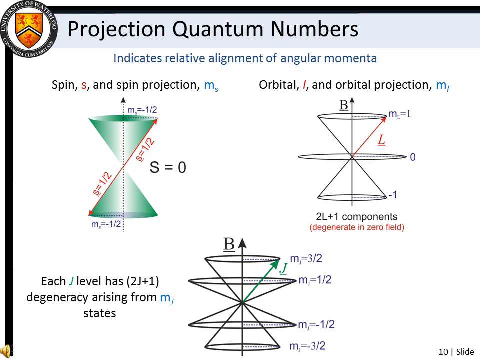Atomic term symbols do not explicitly provide projection quantum numbers, which indicate relative alignment of angular momenta. The relative L and S alignment are, however, implied by J. It is useful to know that projection quantum numbers can take integer values between the positive and negative extrema defined by their associated angular momentum quantum numbers. Thus we see that there are 2s plus 1 possible values of m sub s, 2l plus 1 possible values of m sub l, and 2j plus 1 possible values of m sub j.